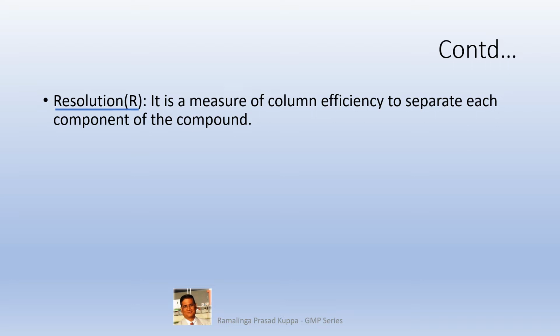Efficiency is the measure of column capacity for getting sharper peaks. Sharper the peak, better the separation. An easier way to remember the formula is: resolution is the time difference between two adjacent peaks divided by the average of the peak width of both the peaks.